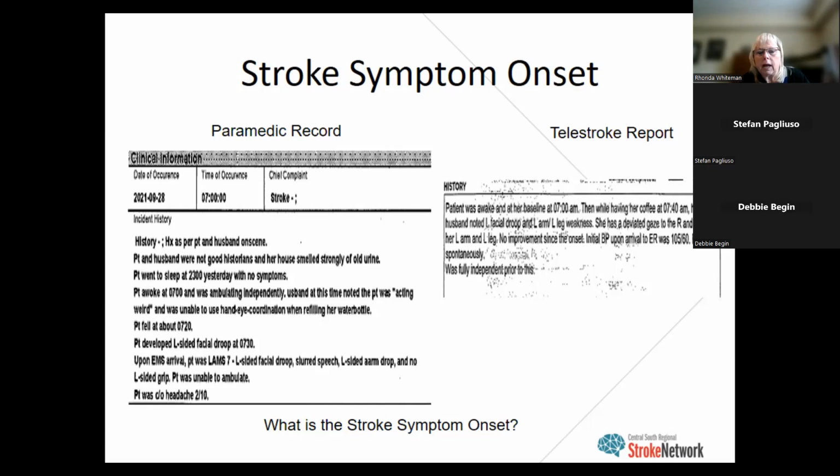The patient was complaining of a headache of 2 out of 10. The telestroke report indicated that the patient was awake and at her baseline at 7, while having her coffee at 7:40. Her husband noted left facial droop, left arm and leg weakness. She had deviated gaze to the right, flaccid left arm and leg. No improvement since the onset. Her initial BP was low, which resolved, and she was independent prior.